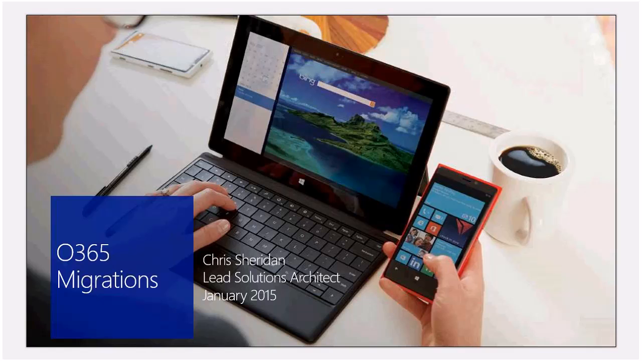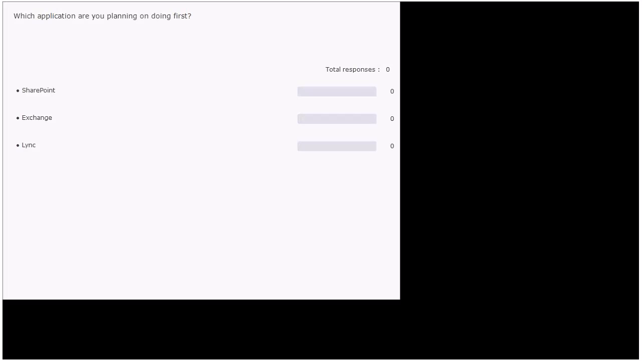So I'll start off just with a quick couple of poll questions. The first one, for those of you who are planning to go to Office 365, which application are you planning on doing first? So give a minute for people to answer. All right, see some Exchange, see some Link. All right, and this is not surprising. The majority of people plan to start with Exchange, and that is where we tend to start, and we'll see some of those differences.